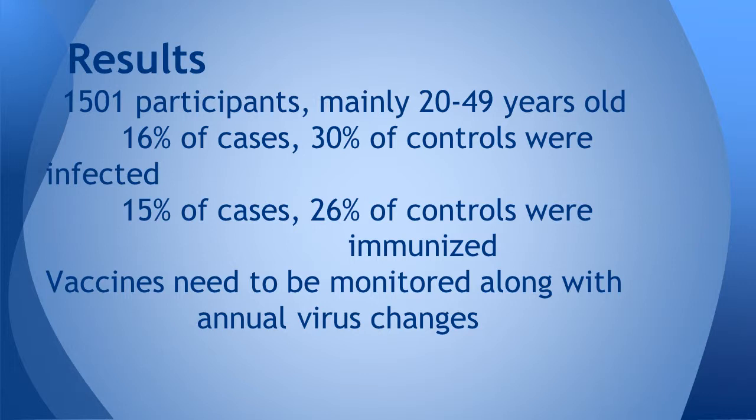This experiment was conducted in the 2012-2013 flu season, which started in November. Out of the 1,501 participants who were mainly 20 to 49 years old, 16% of cases and 26% of controls were immune to the flu virus. Most of the individuals had received the flu vaccine before, and it was found that if individuals had received the flu vaccination for 2 consecutive seasons, they were better protected.